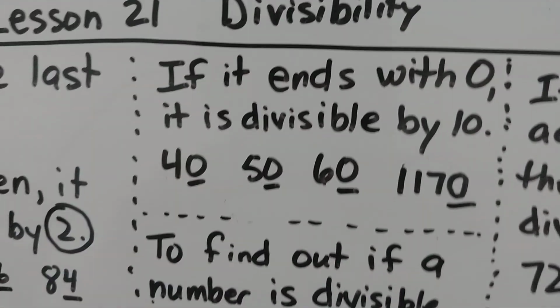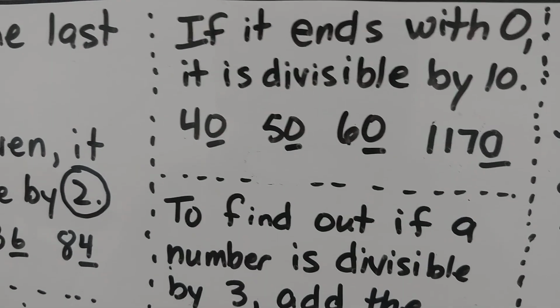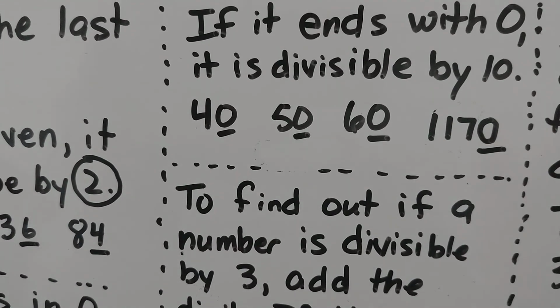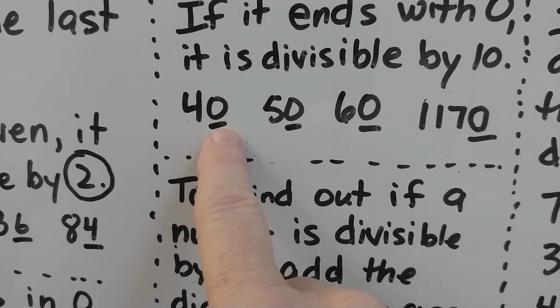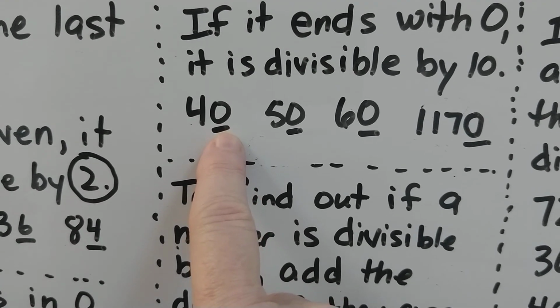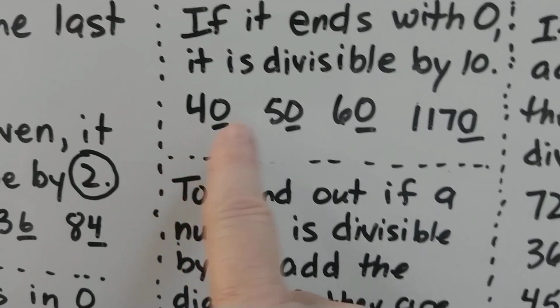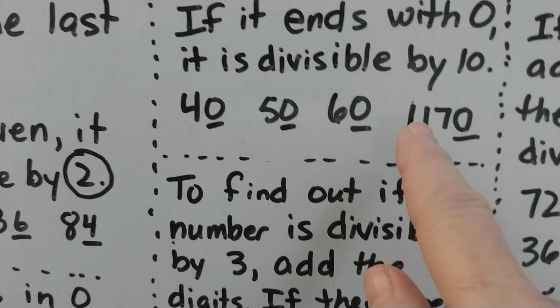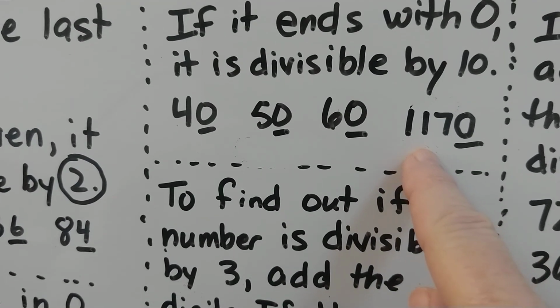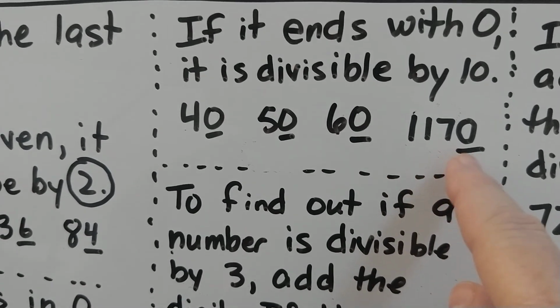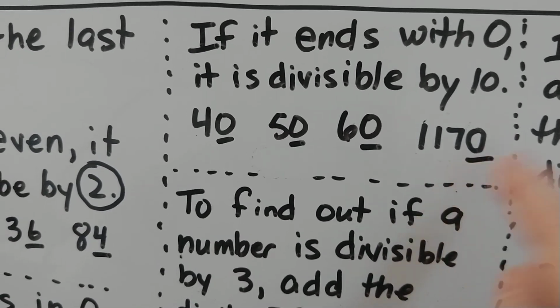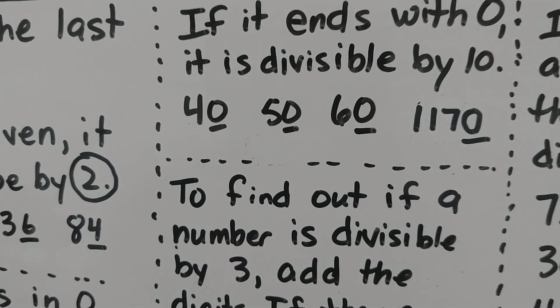To find out if a number is divisible by 10, you look at the last digit in the number, and if it ends with 0, then you know that it is divisible by 10. 40, 50, 60, and even a long number like 1,170, if it ends in a 0, it's divisible by 10.